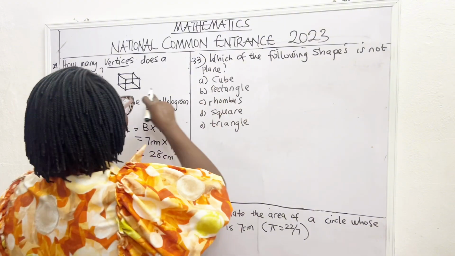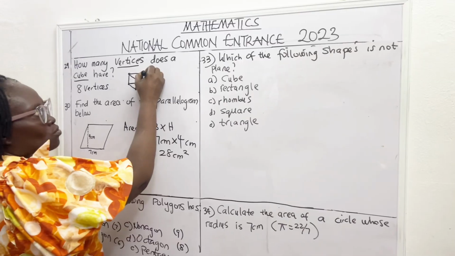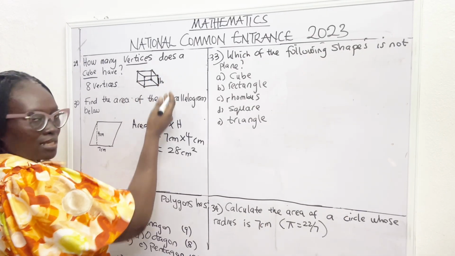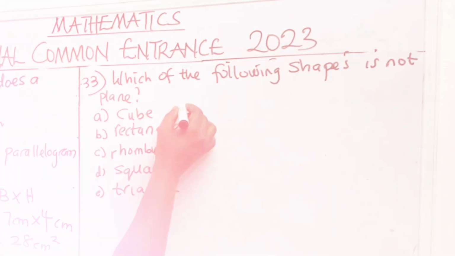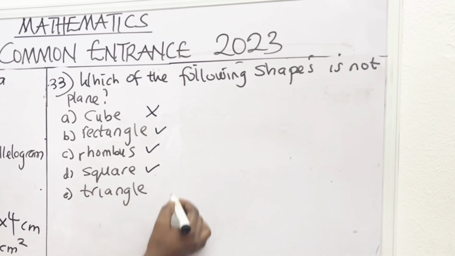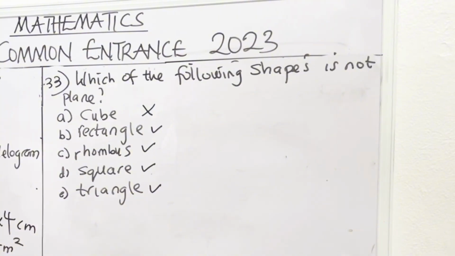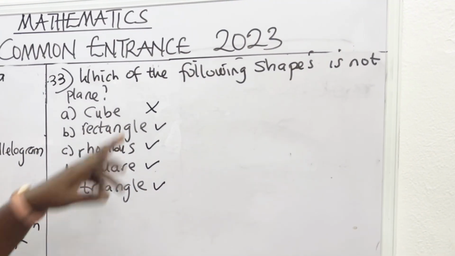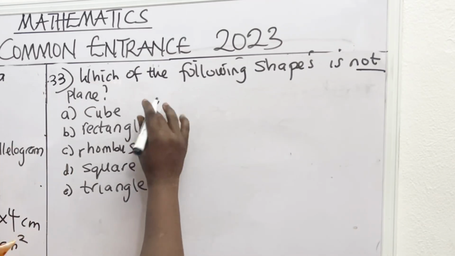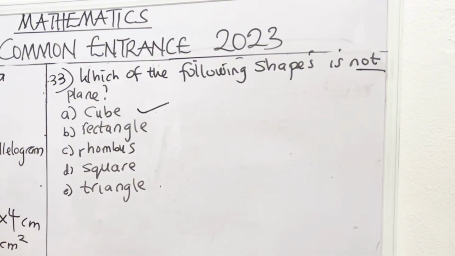So is cube, okay, thank God we have a cube here. Is this a plane shape? No, because it has a height. It has length, breadth, and then a height or thickness. Because it has a thickness, it is not a plane shape. But a rectangle is a plane shape, a rhombus is a plane shape, a square is a plane shape, a triangle is a plane shape. So the answer is A. Which of the following shapes is not plane? The answer is A. So A is not a plane shape.